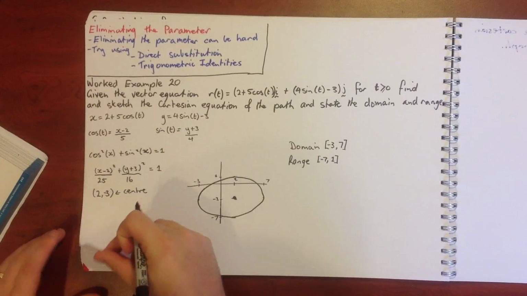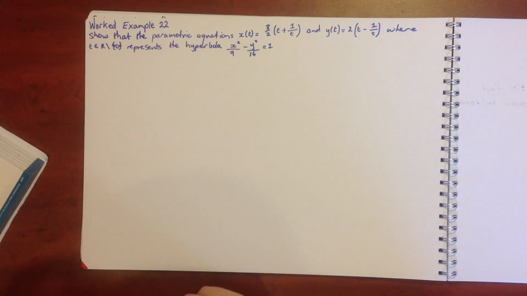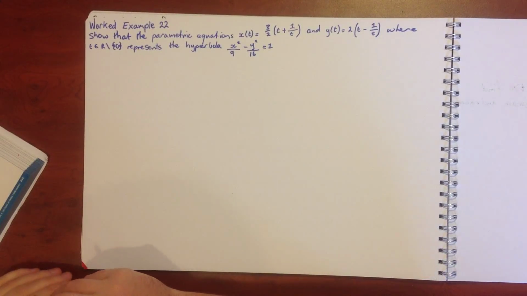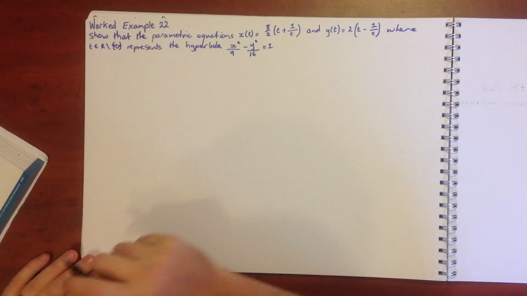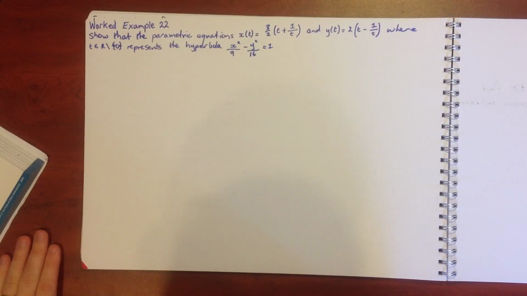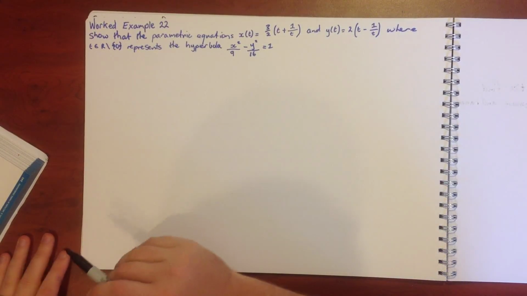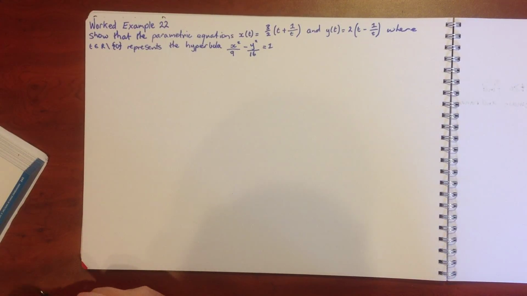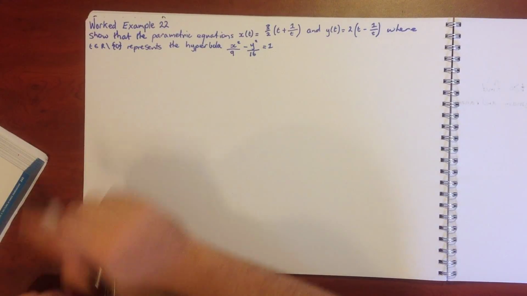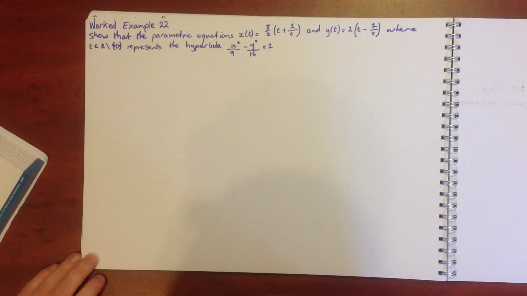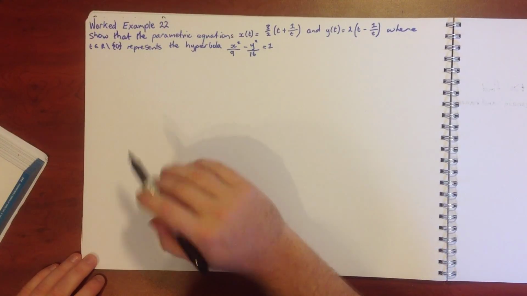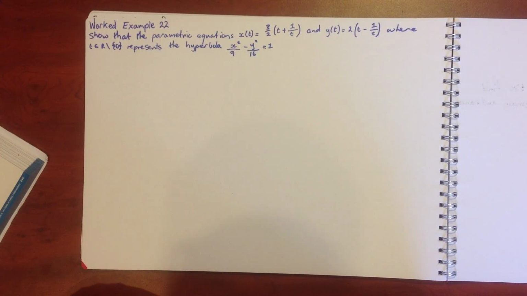So getting there. Okay, so we've got one last worked example to have a look at. Okay, so we're looking at worked example 22. Okay, we want to show that the parametric equations x of t equals 3 on 2 times t plus 1 on t, and y of t equals 2 times t take 1 on t, where t is an element of all real numbers excluding 0, represents the hyperbola x squared on 9 minus y squared on 16 equals 1.